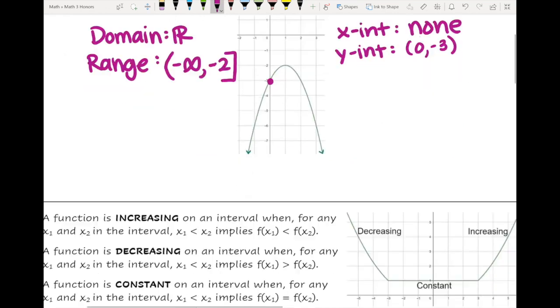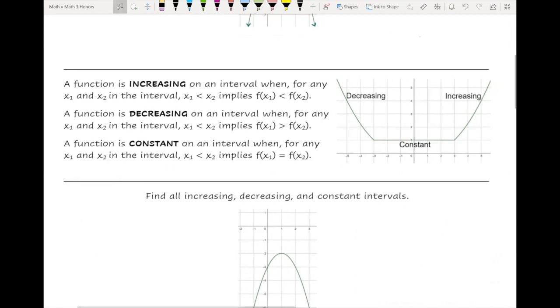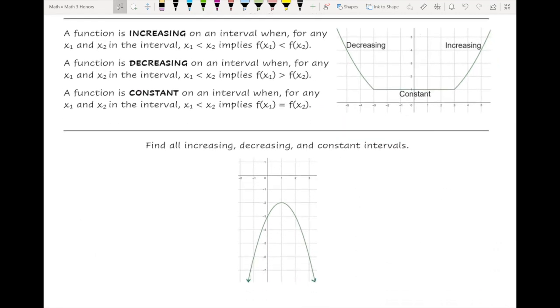Here are a few key features that we've seen before. Let's look at some new key features. We've got increasing, decreasing, and constant. So I'm going to give a very mathematical description, and then I'll tone it down into more common vocabulary. A function is increasing on an interval when for any x1, x2 in the interval, x1 is less than x2 implies f of x1 is less than f of x2.